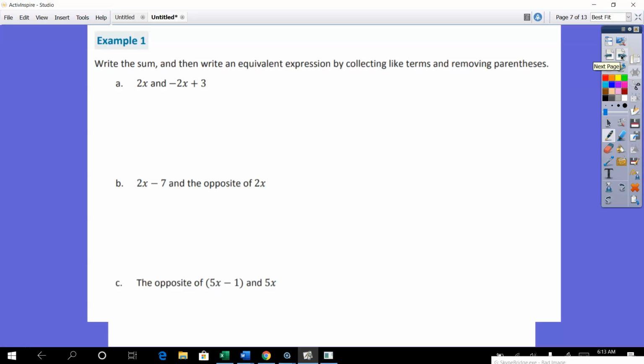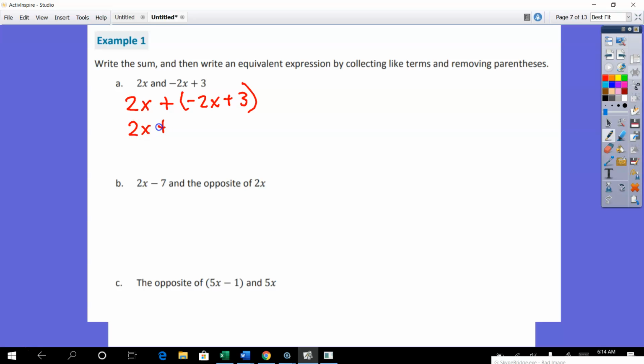Okay, so in example 1, we want to write the sum and then write an equivalent expression by collecting the like terms and removing the parentheses. Okay, so we're writing the sum. So we're going to write it out first. 2x and negative 2x plus 3. Okay, I don't see any subtraction, so I'm just going to regroup this.